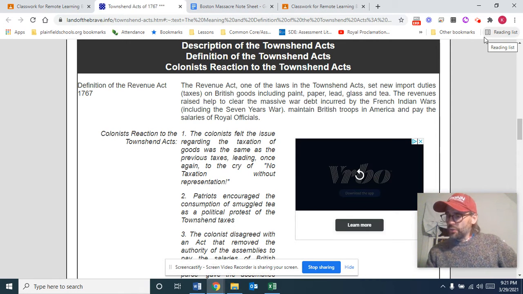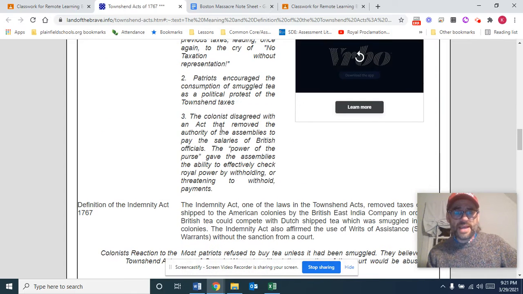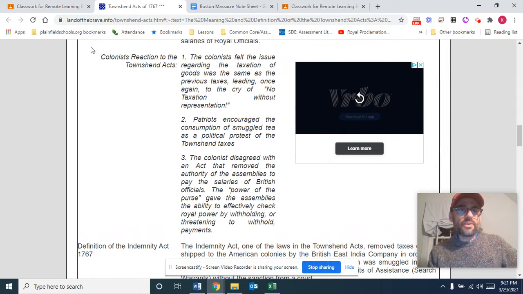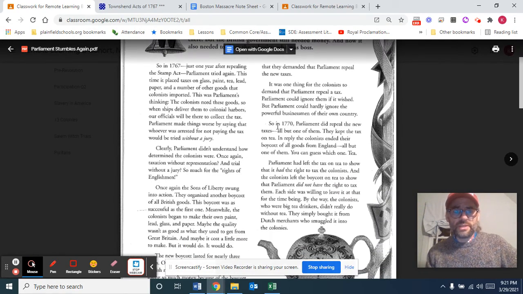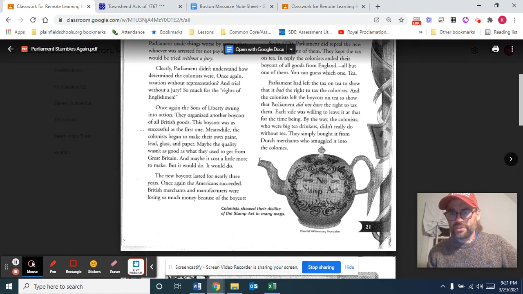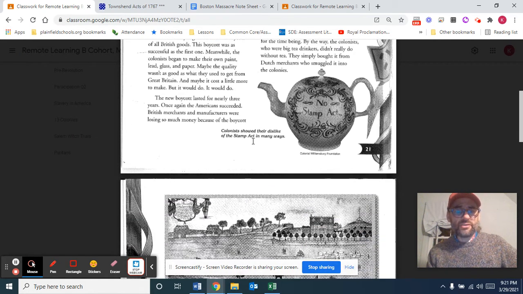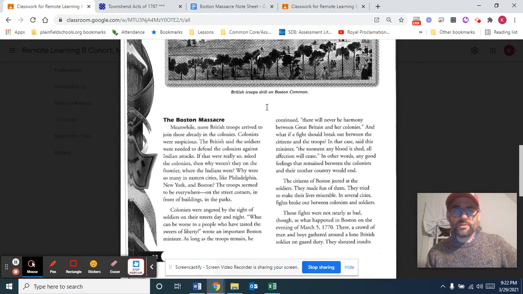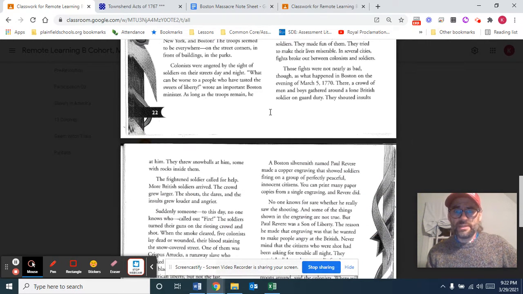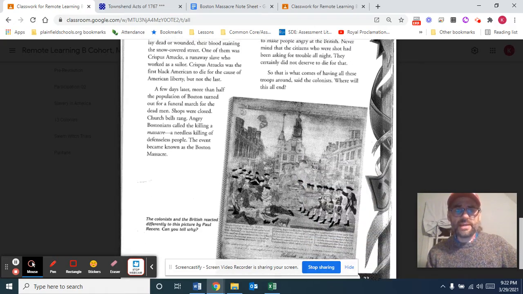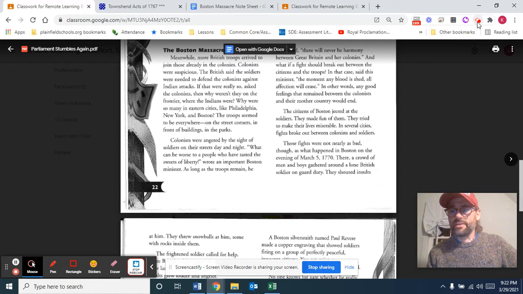Okay, so you're going to find the definitions for your note sheet in this area right here for each of these acts. And the other document you'll need for the activity is to explain what happened as Parliament stumbles again. And here's where you get the title of the lesson. Once you read this short document, it's going to tell you about the Townshend Acts, about the colonist response, and then it's going to introduce an incident that we're going to focus on for a couple days called the Boston Massacre. This event is described in brief detail here, and so I would have you read that to get a general understanding of the event that occurred.